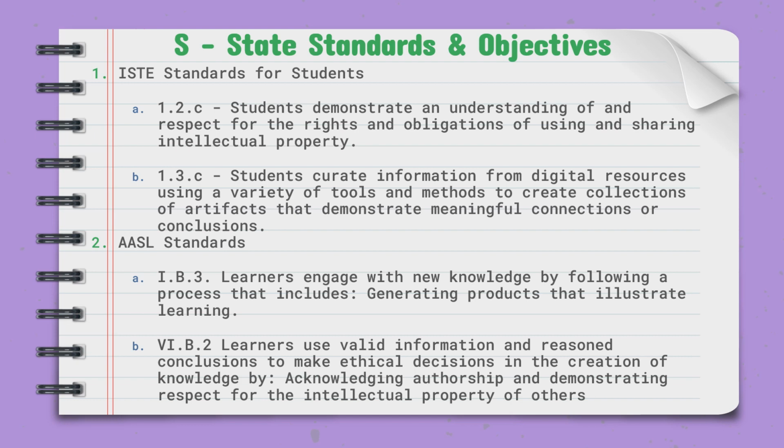As well as 6B2, learners use valid information and reasoned conclusions to make ethical decisions in the creation of knowledge by acknowledging authorship and demonstrating respect for the intellectual property of others. So they're doing that through the project, through the formative lesson, and through citing their own works on the project as well.